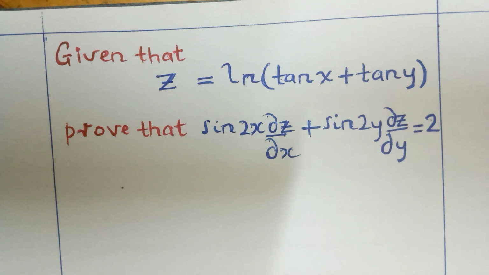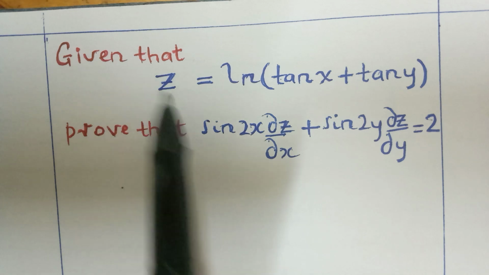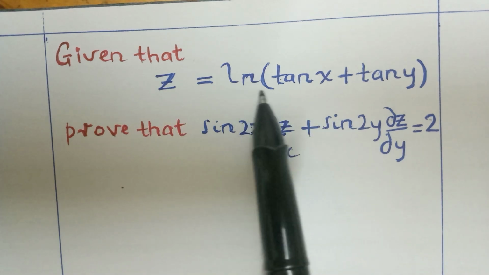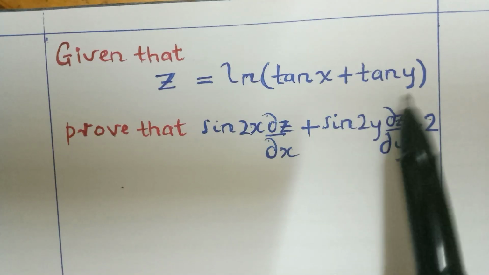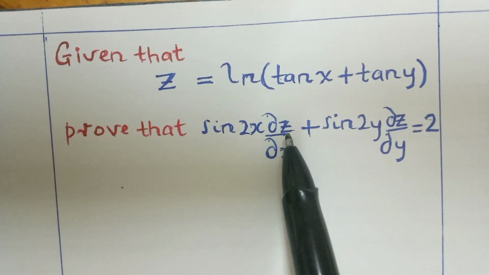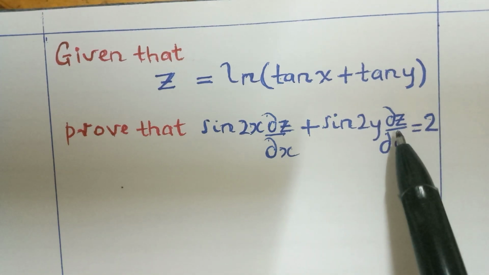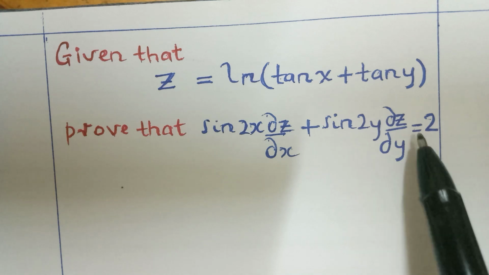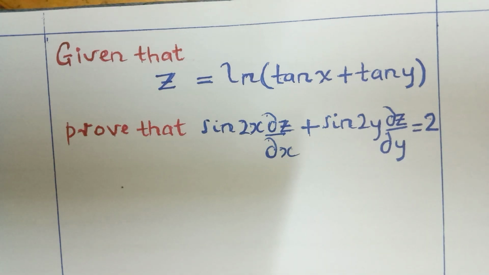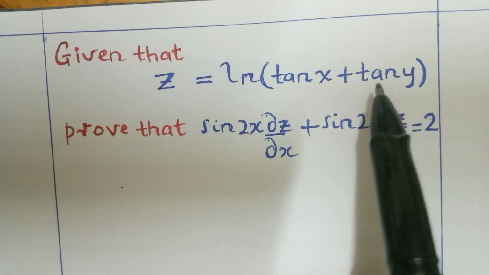Me too, I'm fine. So guys, today we are going to look at partial differentiation. We read this question. It says, given that z equals natural log of tan x plus tan y, prove that sine 2x partial differentiation of z with respect to x plus sine 2y partial differentiation of z with respect to y is equal to 2.